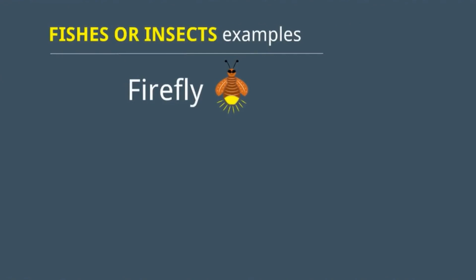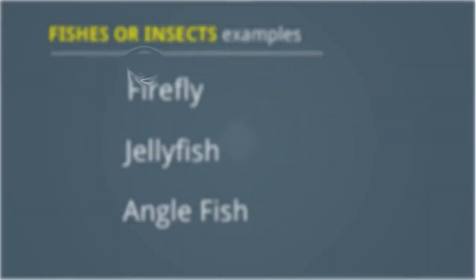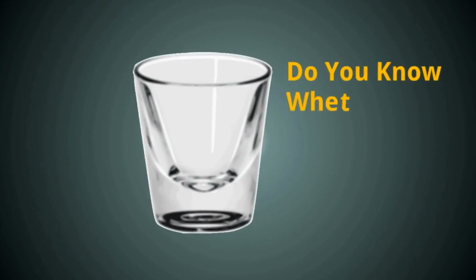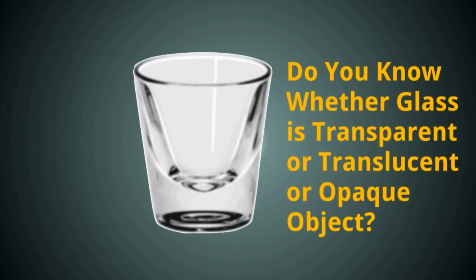Do you know there are some fishes or insects that are luminous objects, like the firefly? You can see the light of the firefly, jellyfish or anglerfish. These all have light and are luminous objects. Do you know whether glass is a transparent, translucent or opaque object?